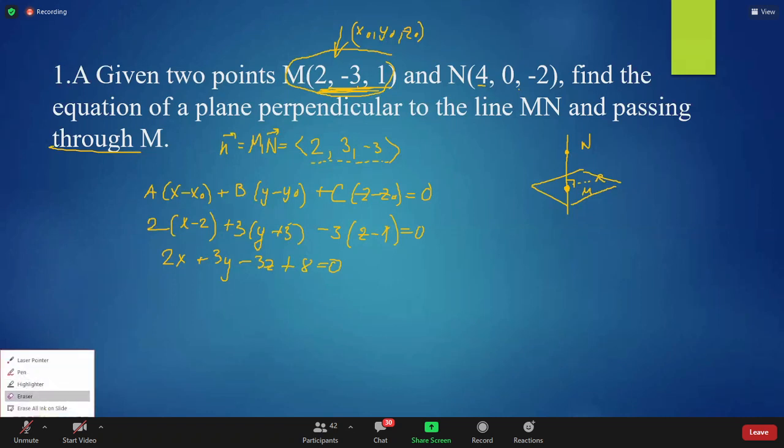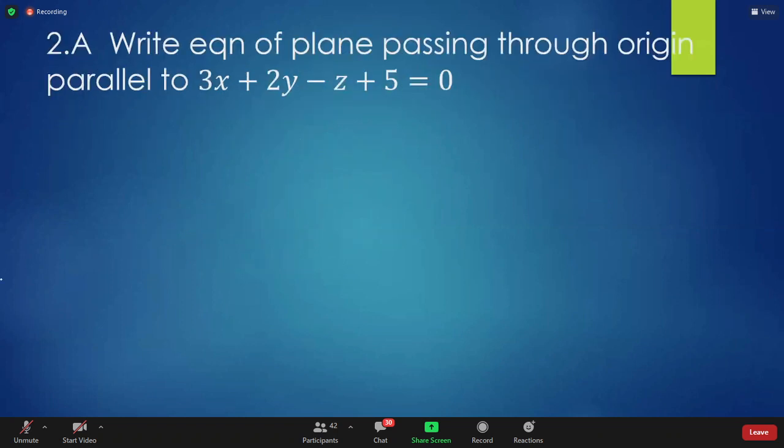There are no limitations unless a quiz or a homework or a task states, write the general equation, or write the equation through a point with a given normal vector, and so on. In principle, usually we do this simplification, yes. And that's the answer.